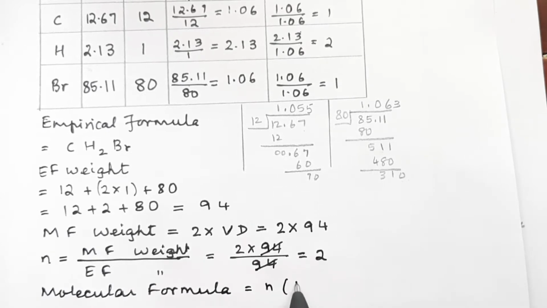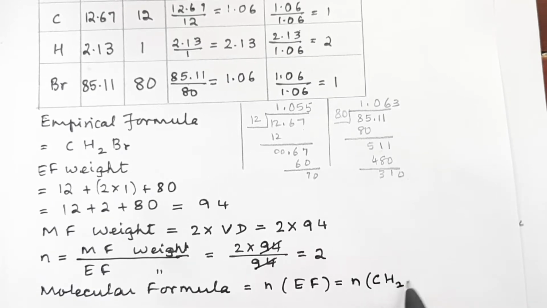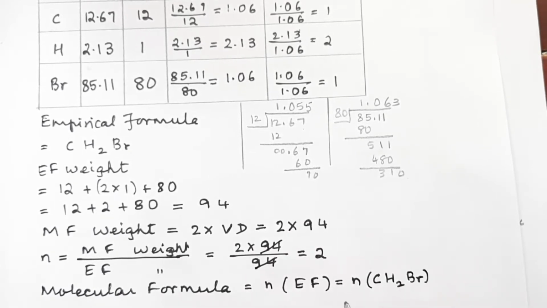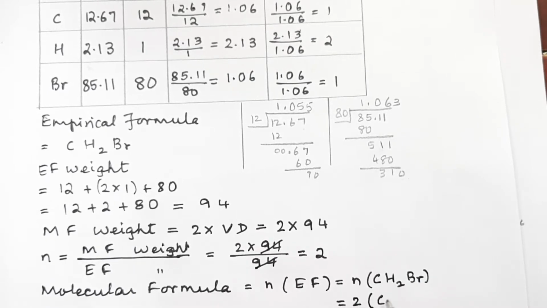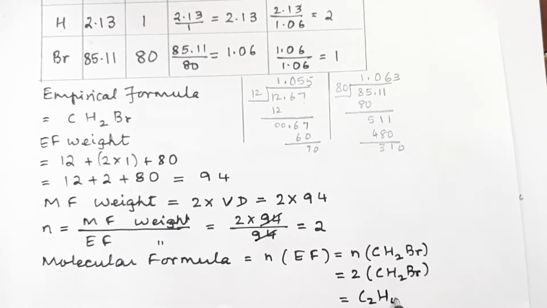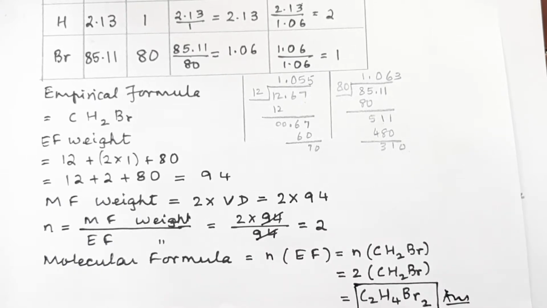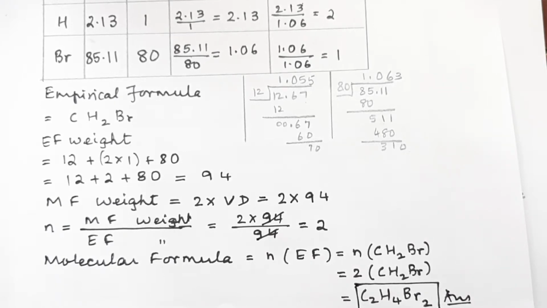Then we will have molecular formula is equal to N into empirical formula, which will be N into CH2Br. That will give us 2 into CH2Br, and that gives us C2H4Br2. So this is our answer. They can even ask you write the IUPAC name of this. They can even ask you to draw the structural formula for this. Correct? And also they will say which compound was it when treated with bromine gave us this. So prepare these questions for y'all.